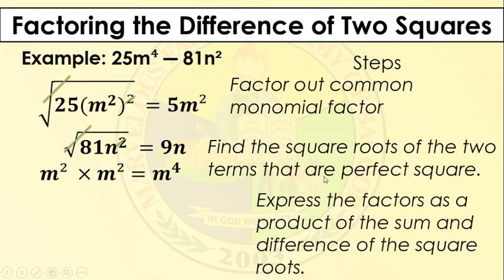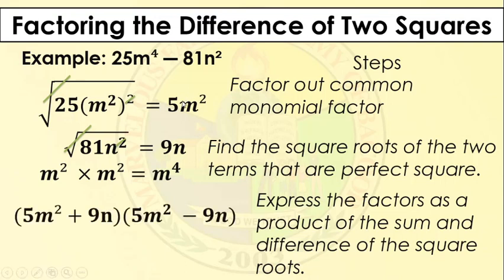Okay? So, next, express the factor as the product of the sum and difference of two square roots. Okay, so, express lang natin is 5m squared plus 9n, yung value ng second term natin, and then 5m squared minus 9n. Okay, that is now the sum and difference of two squares. Okay, so, ayan na yung magiging sagot natin. Okay, quantity 5m squared plus 9n times quantity 5m squared minus 9n. Okay, so, ayan na yung sagot natin.